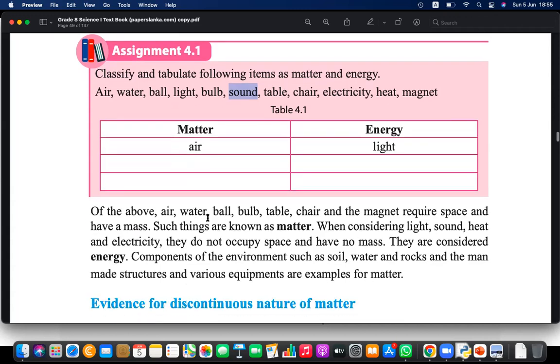So here, air, water, board, bar, table, chair, magnet occupy space and have mass, so those are known as matter. But light, sound, heat, and electricity do not occupy space and have no mass, so we call those energy. Electrons are the smallest unit and are considered to have mass, so electrons you can categorize as matter. But here, you don't need to think that deeply. Just think about electricity, current. It is a source of energy, so that is how you categorize. Don't think too deep.